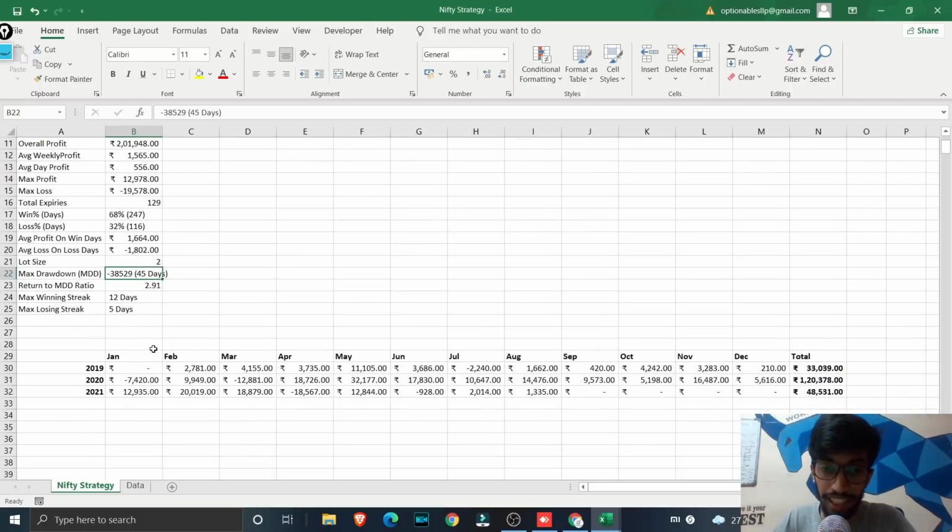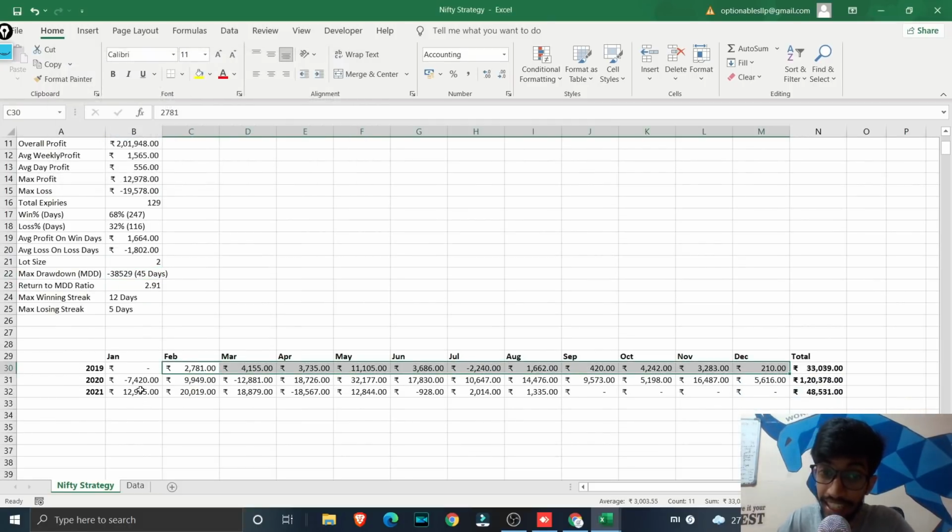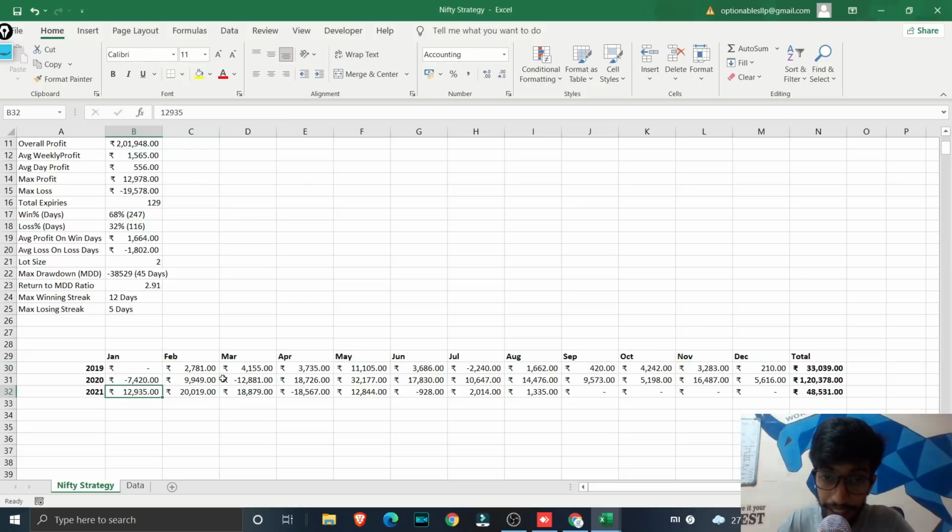So you can see the month-wise split as well. In 2019, all days you have had profits. In 2020, January month and March month are loss-making months. In 2021, only June month is a loss-making month. So you can see that you have done fairly well using this simple strategy.